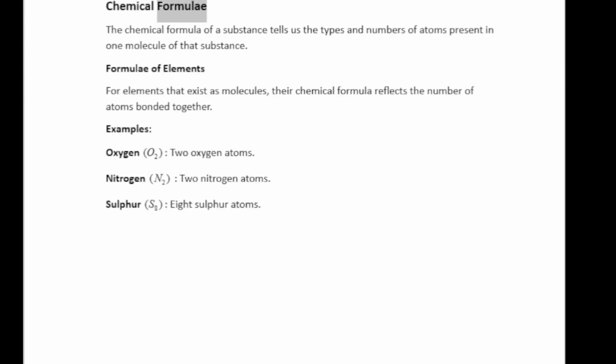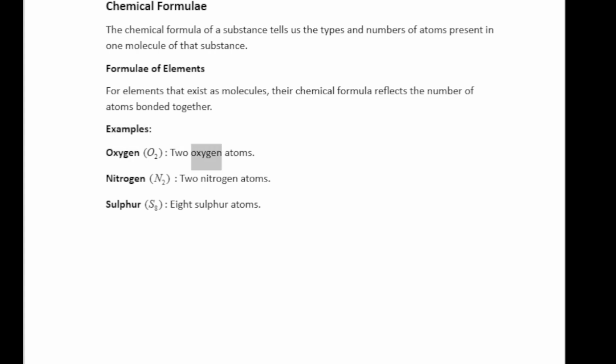Chemical formulae. The chemical formula of a substance tells us the types and numbers of atoms present in one molecule of that substance. Formulae of elements. For elements that exist as molecules, their chemical formula reflects the number of atoms bonded together. Examples.